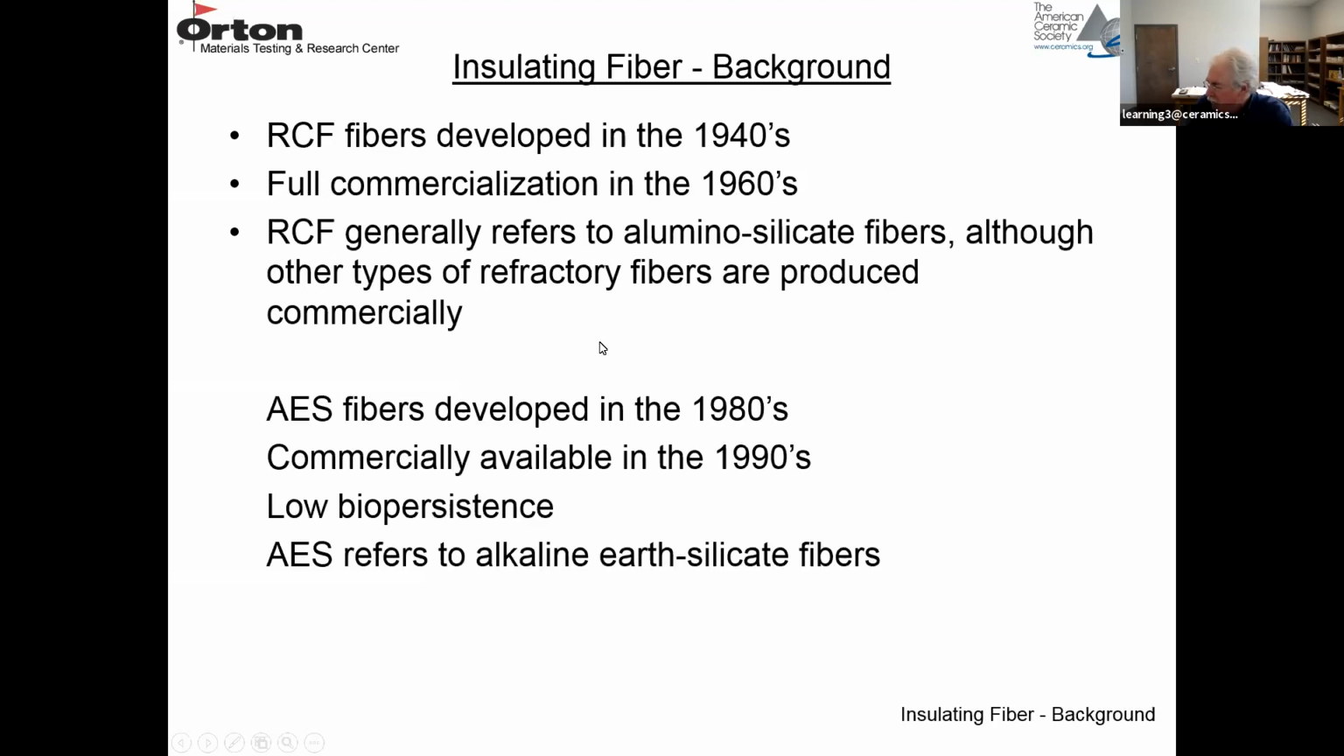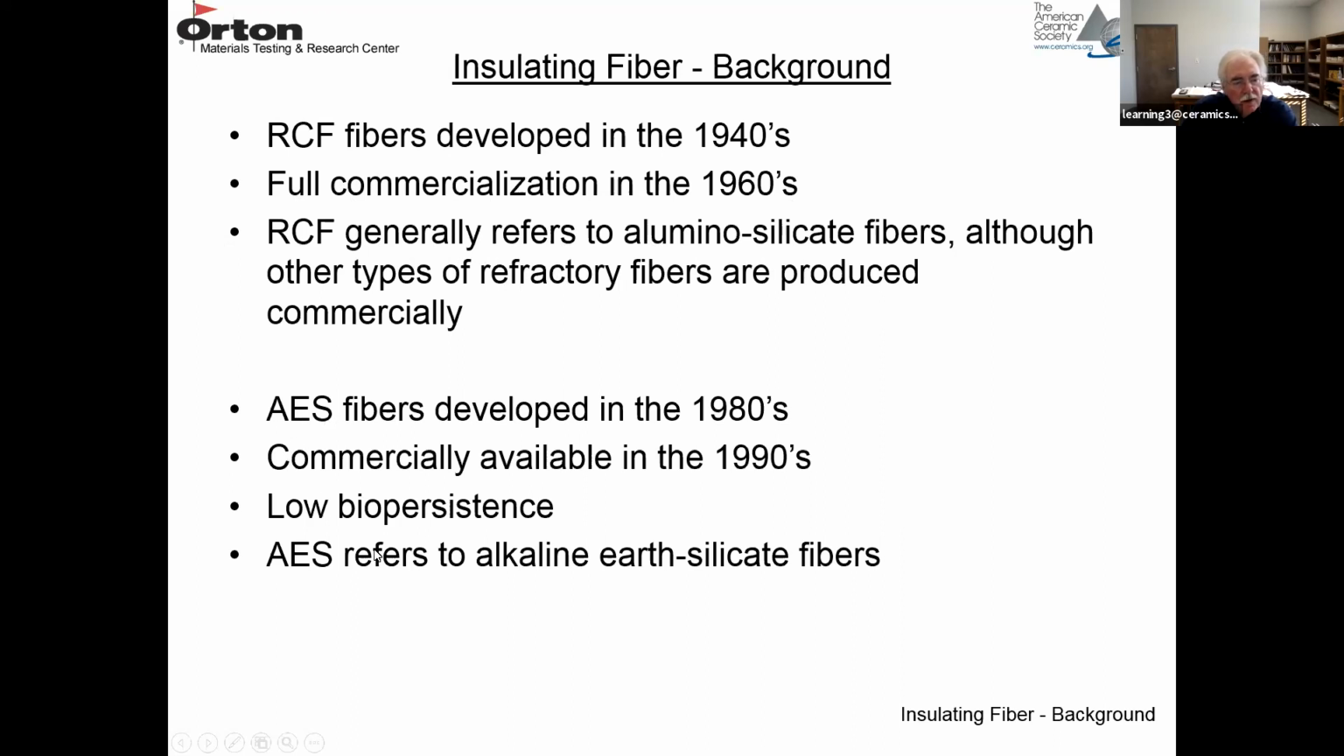These RCF fibers were developed in the 1940s. They became commercial products in the 1960s. And they're generally aluminosilicate fibers. Some of these fibers also have zirconia in them, but they're basically aluminosilicate fibers.